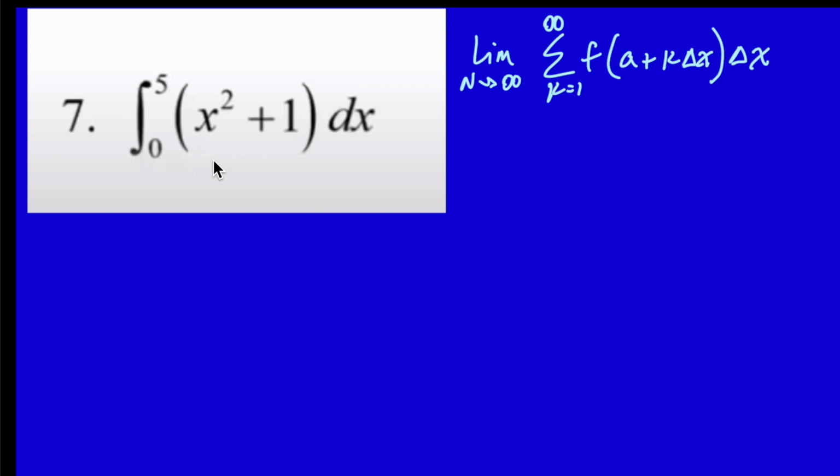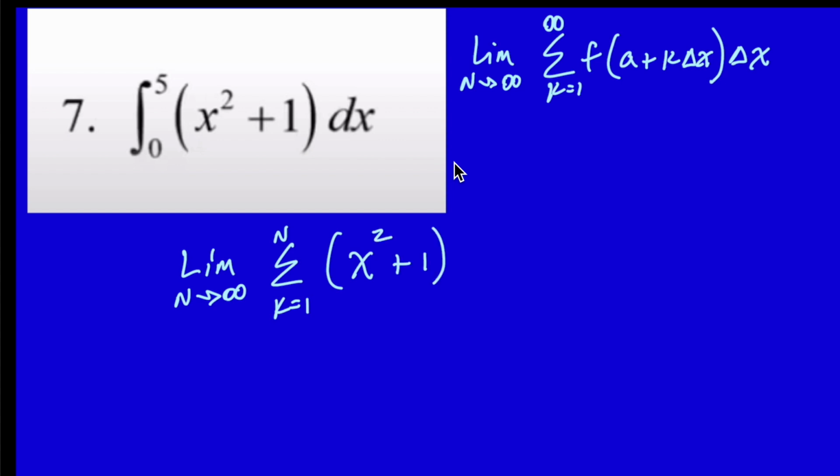Next, we are given this definite integral and asked to move to the Riemann notation. We have the limit as n approaches infinity, summation k equals 1 to n. What I'm going to do is rewrite f of x from the integral. I'm going to take this x out and replace it with a plus k delta x. I'm going to leave that plus 1 alone.